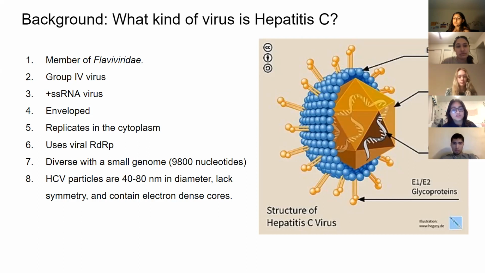It's a diverse virus with a small genome of about 9,600 nucleotides, and it's a member of the genus Hepacivirus within the family Flaviviridae. This genus also includes pestivirus, pegivirus, etc. And all of these viruses that fall under Flaviviridae are similar in genome organization and have overlapping aspects of viral replication.